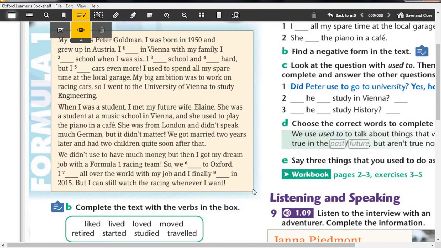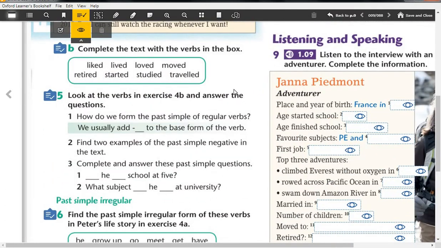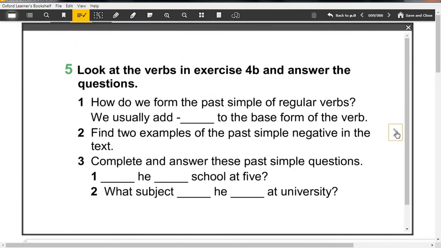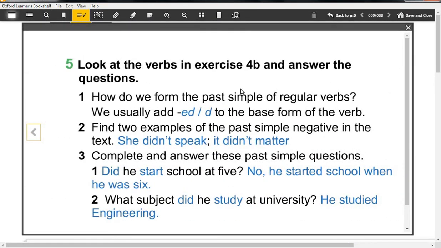Now it's time for part 5. Here we will complete the blanks according to the past simple. The rule is, how do we form past simple of regular verbs? We usually add ed or d to the base form of the verb. For example, play, played. Find 2 examples of past simple negative in the text. She didn't speak, it didn't matter.